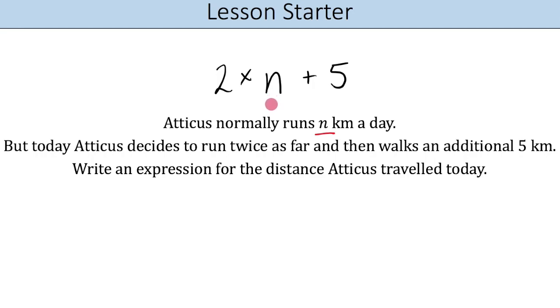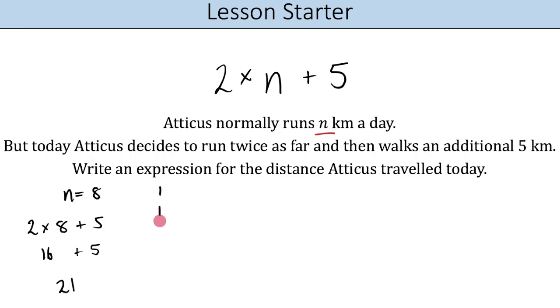And the reason for it is because now Atticus could tell us what this n is, and we could immediately sub it in to find our result. So if we asked Atticus, well, how much do you normally run a day? And he tells me, well, I normally run 8 kilometers a day. Well, that means I could go 2 times 8 plus 5, which is 2 times 8 is 16 plus 5. So he runs 21 kilometers a day.